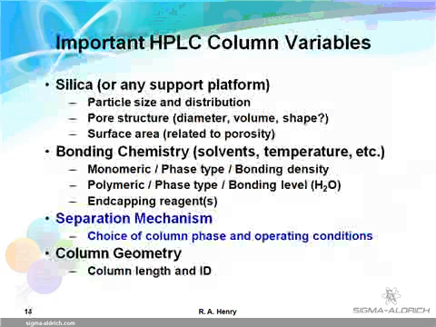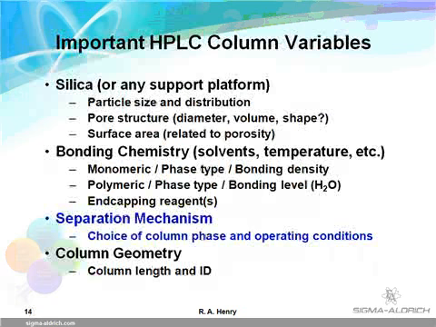The next slide lists the main variables that affect an HPLC separation and method. For a given platform, such as silica, the particle size and distribution determines the column efficiency and pressure and flow characteristics, and the pore structure determines the uniformity of bonding and the ability of solutes to gain access to the bonded phase. And the surface area determines the amount of stationary phase and degree of retention for a small interactive solute. Reagents and bonding conditions have a lot to do with column performance.